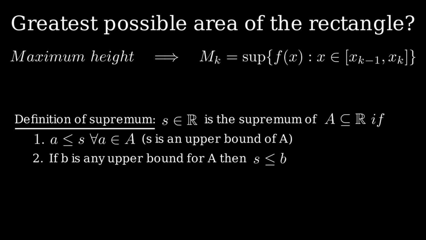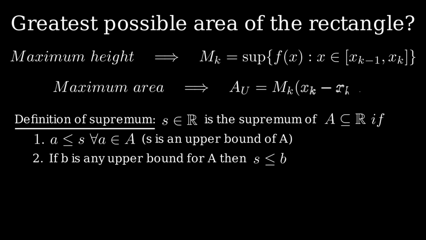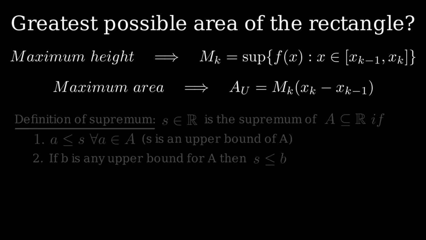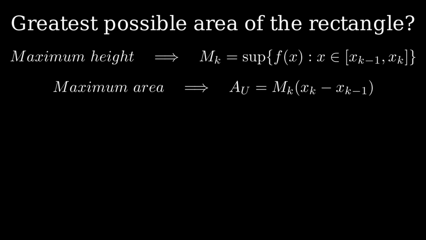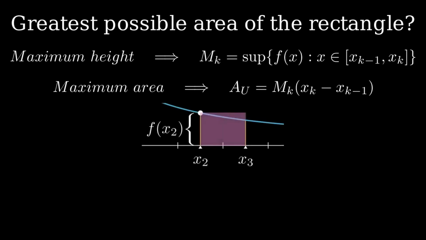Note that the supremum of a set may not be contained in the set, so now the height of our rectangle may not be a value of the function per se. Thus, our value of the maximum area we have found will be the maximum height, that is uppercase Mk, times the interval xk minus xk minus 1.